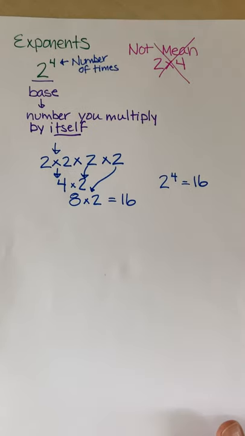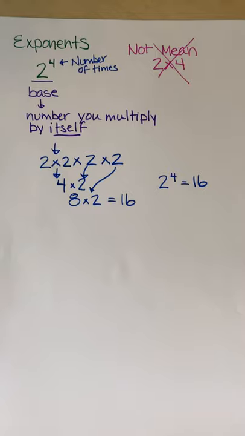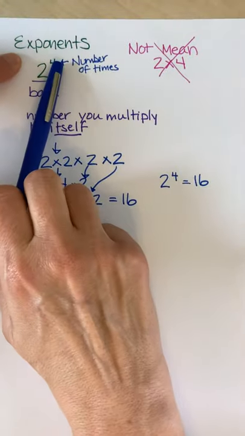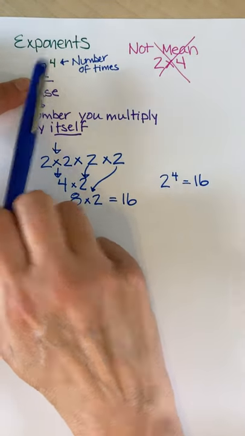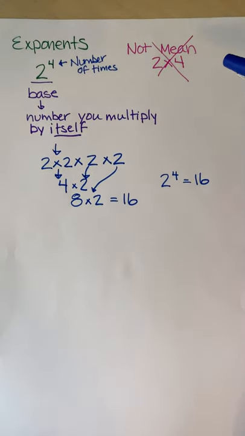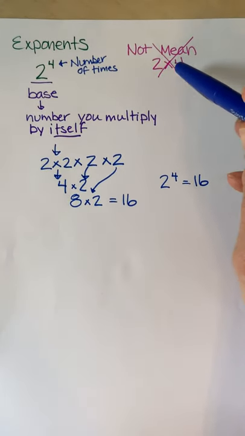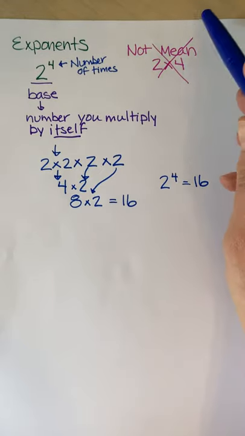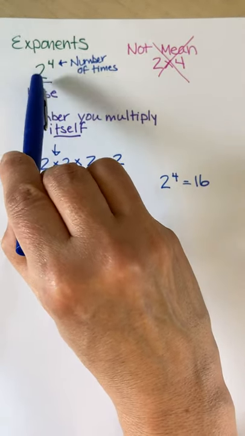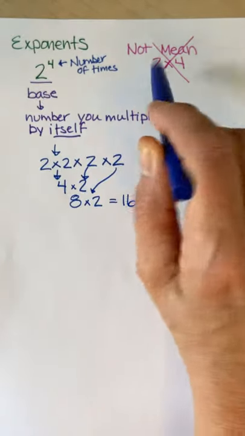So what an exponent is, and I need you to listen because some of you are still getting this wrong, and that's okay, we're learning it. All right, 2^4 is an exponent. That's how I say that, 2^4, okay? What it does not mean is 2 × 4. That's why I wrote it down and crossed it out. That is not 8, okay? It's not that easy. You don't just do 2 × 8.